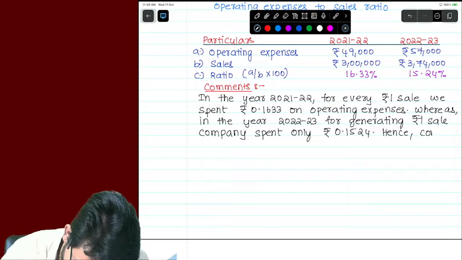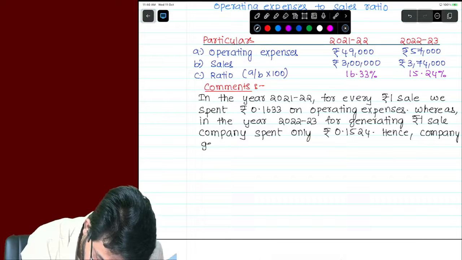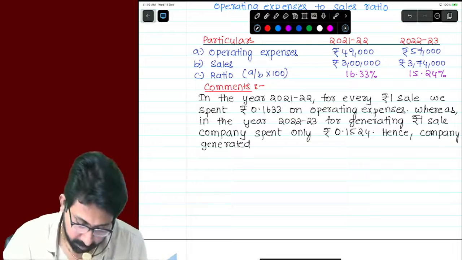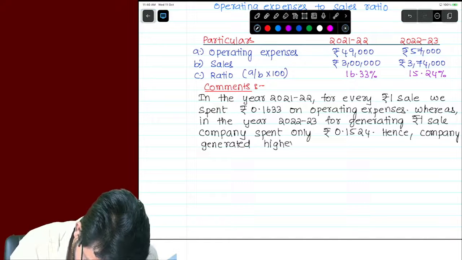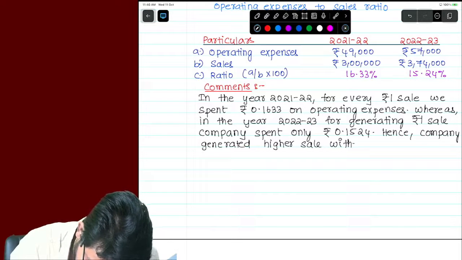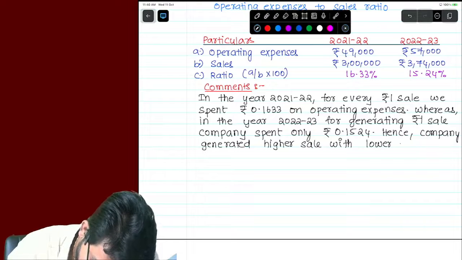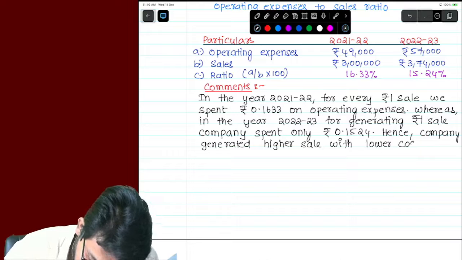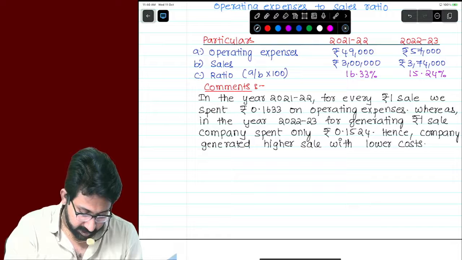Hence, company generated higher sale with lower cost. Write down the notes clearly.